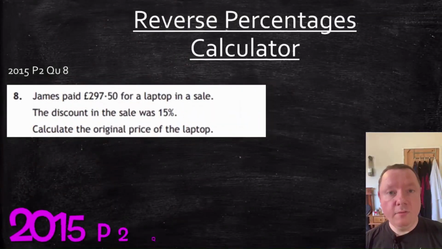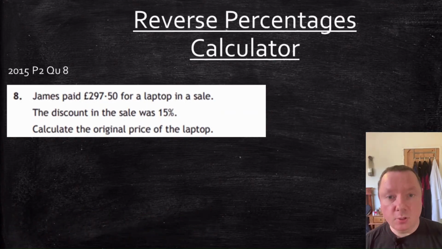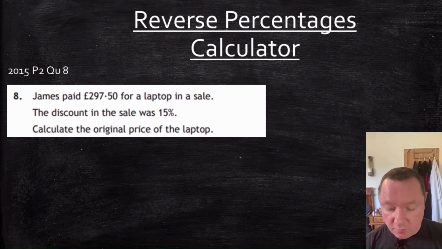And okay, reverse percentages, but this time with a calculator. Still 2015 paper 2 question 8. It says James paid £297.50 for a laptop in a sale. The discount in the sale was 15%. Calculate the original price of the laptop. Here's a tip, there's no time in this question, so it's probably reverse percentages. We start off in the same way by doing the multiplier.